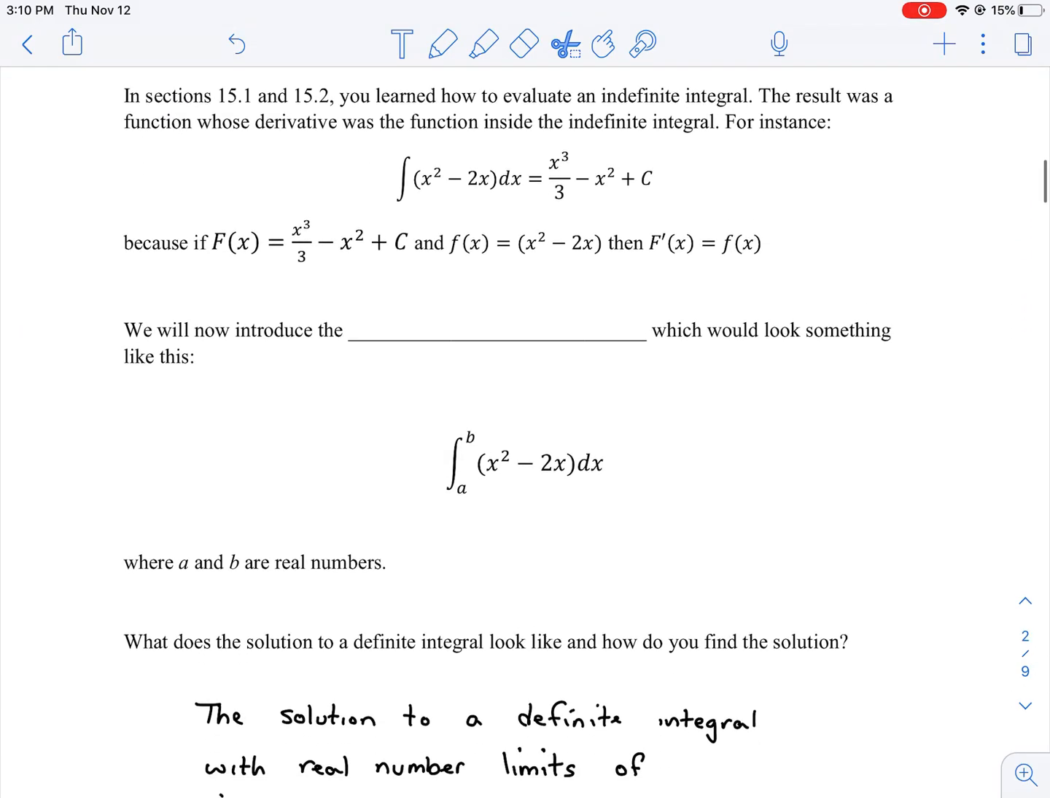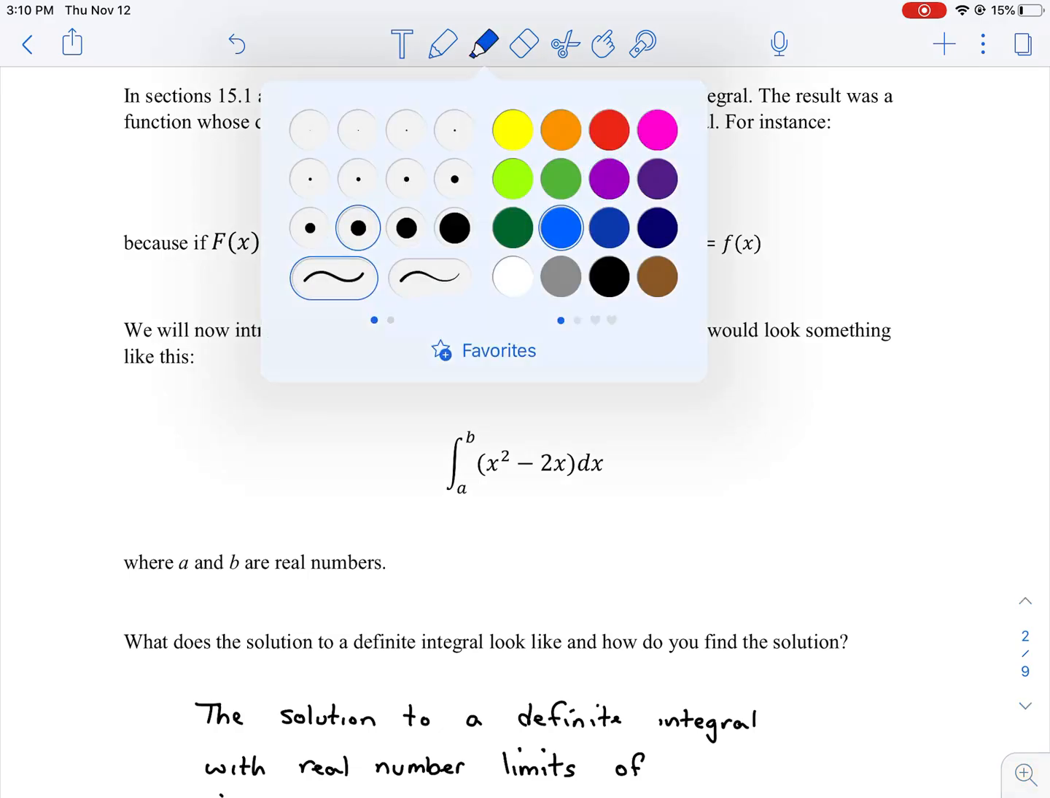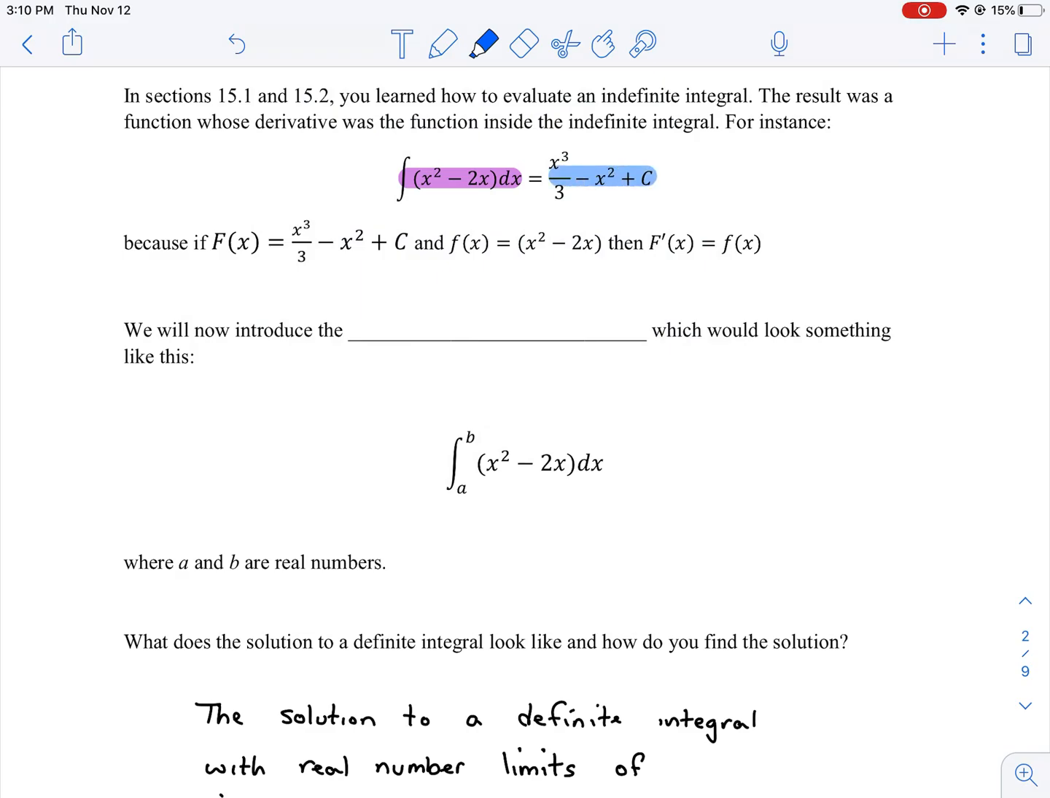In sections 15.1 and 15.2, you learned how to evaluate an indefinite integral. The result was a function whose derivative was the function inside the indefinite integral. For instance, I will highlight the indefinite integral in purple and the solution in blue.